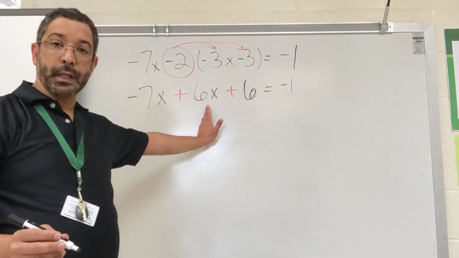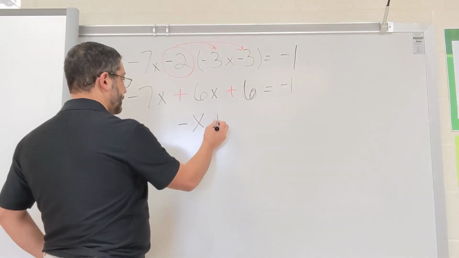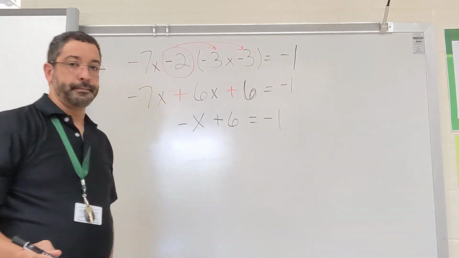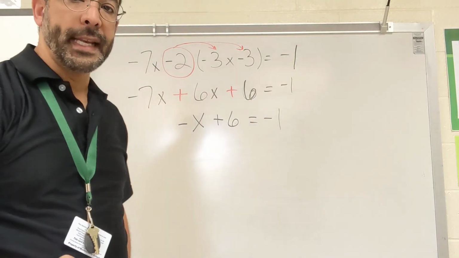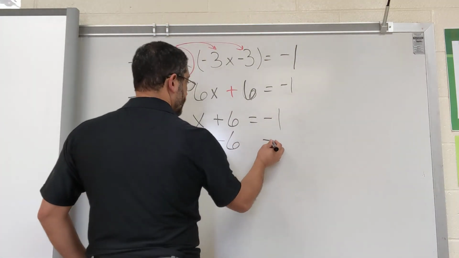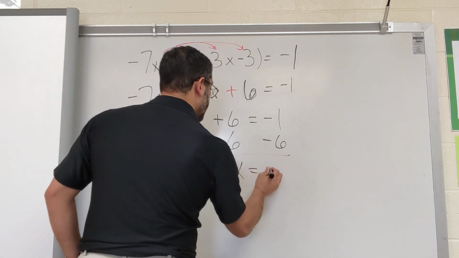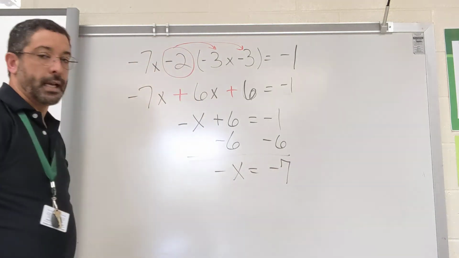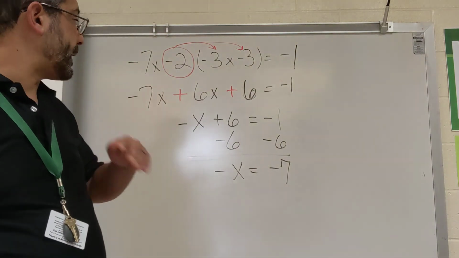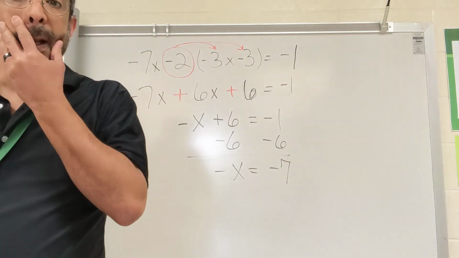So negative 7 plus 6 is going to be a negative x, plus 6 equals a negative 1. Now I subtract 6 from both sides. And so I'm left with negative x equals negative 7, because negative 1 minus 6 is going to be a negative 7.